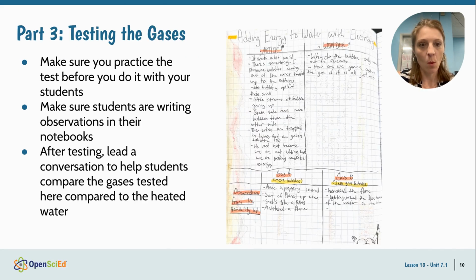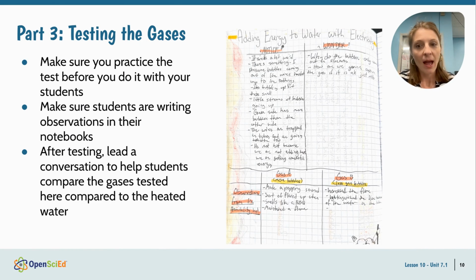In part 3, when we test the gases, I want to really make sure and reiterate that it's super important to practice that test before you do it with the students. Make sure that the students are writing observations in their notebook. This is a sample of one of my students' notebooks and what it would look like, because they're going to need to use these notes later on when they construct their explanation.